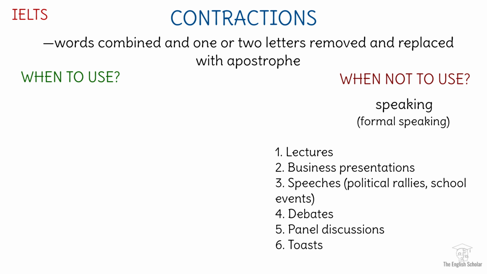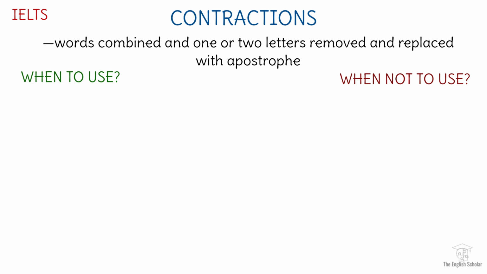For formal speeches, we have speeches given at public events such as conferences or political rallies. And for toasts, you might wonder why it is included, but toasts are a type of formal speaking too, used in social settings such as weddings or formal dinners. They typically follow a structured format and use formal language.